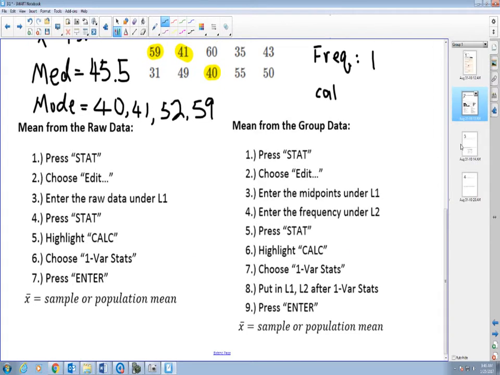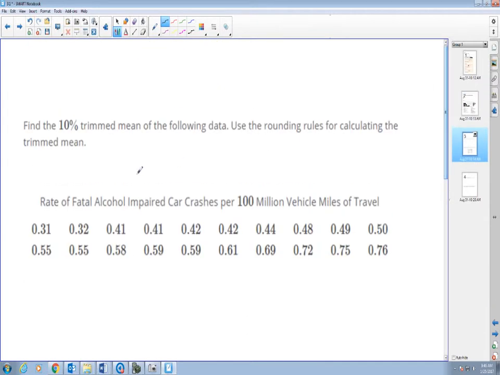Alright, the next example is a little bit strange. It says find the 10% trimmed mean of the following data. If you look at this number, the fatal alcohol impaired car crashes per 100 million vehicle miles traveled, they already put them in order for me. There's 1, 2, 3, 4, 5, 6, 7, 8, 9, 10. 10 times 2 is 20. So there are 20 data values here.